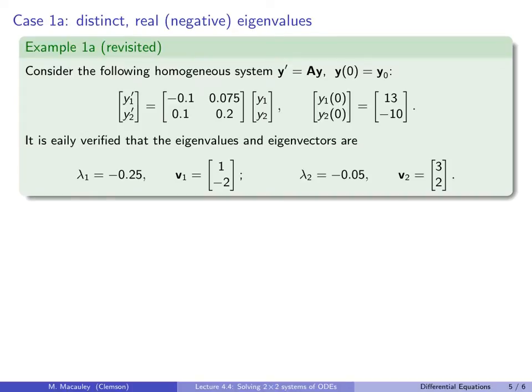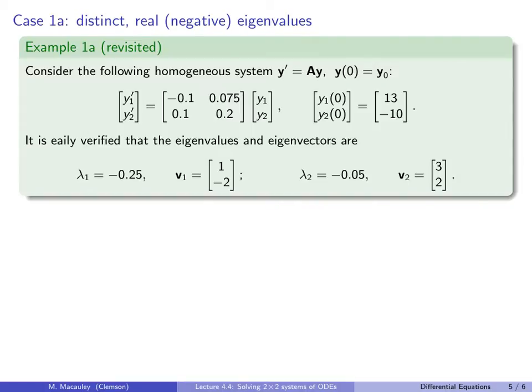Okay, now it's time to revisit our example from the previous lecture when we had a mixing problem with two tanks. This was our homogeneous system that we derived after changing variables from x to y, and it's easy to verify that the eigenvalues and eigenvectors of this matrix are these things here. Generally, I want you to do these by hand, but if there's nasty fractions or decimals like this, I think it's fine to use a computer, which is honestly what I did.